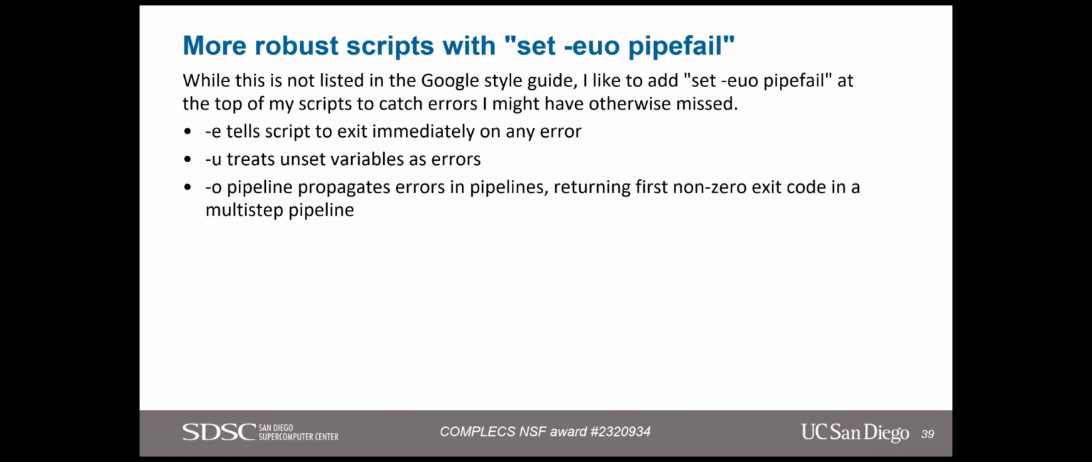The U command is going to treat unset variables as errors, because by default it's not going to see that as an error. It's just going to ignore it. So this specifically says if I don't have this variable set, then it's an error, and the E is going to say I need to exit immediately. And dash o pipefail propagates the errors in pipelines, and it's going to give you actually the response for that first error.